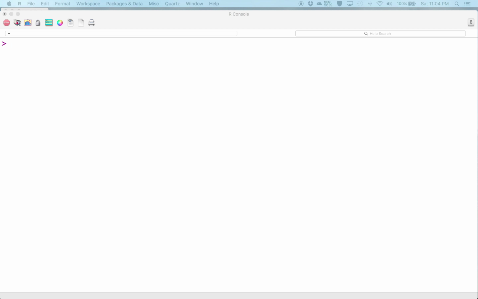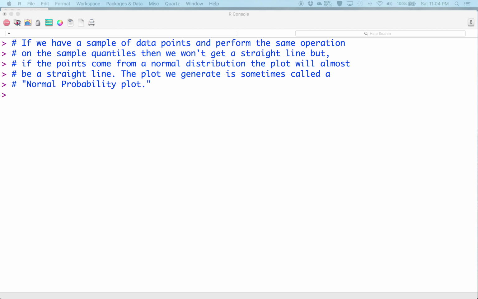But what if we have a sample of data points? We don't really know the distribution. So we have some data points, and we'll have these sample quantiles, and we'd like to know if the data points come from a normal distribution. If we do the plot that we just did, we won't get a straight line. But if the data points came from a normal distribution, the line should be almost straight. The plot we generate is sometimes called a normal probability plot. Let's see how we might do this.